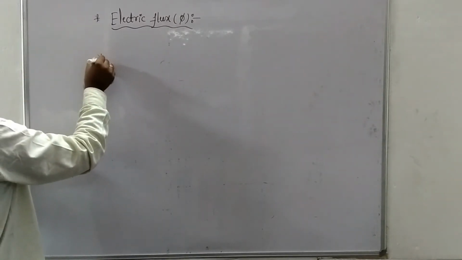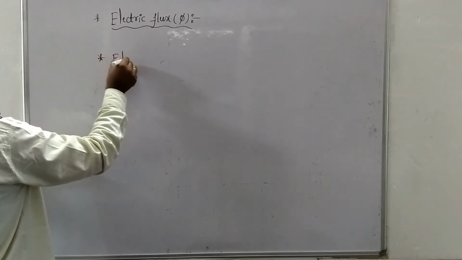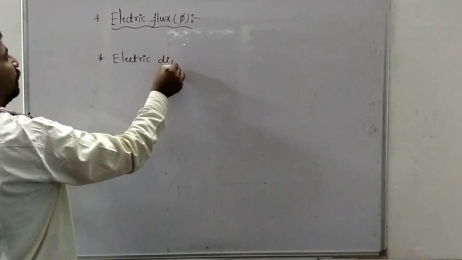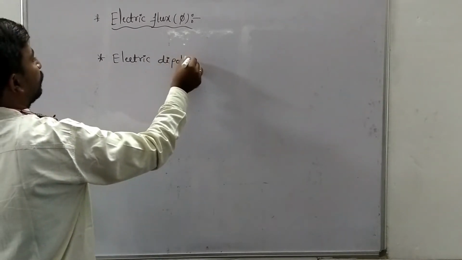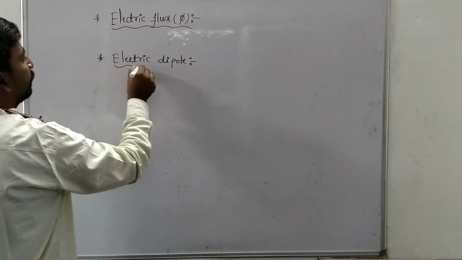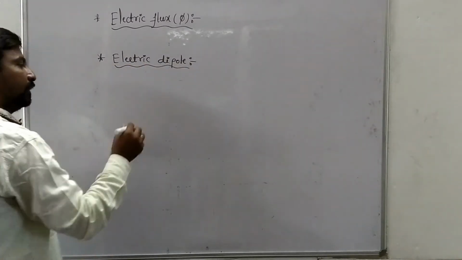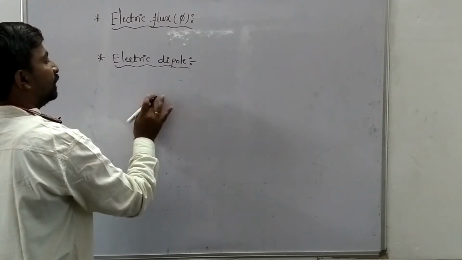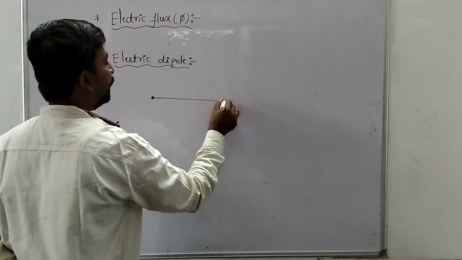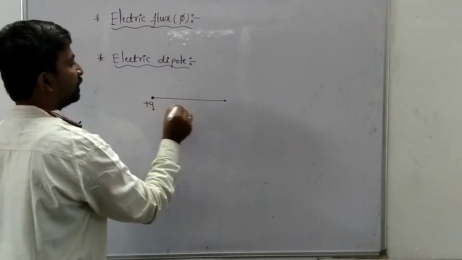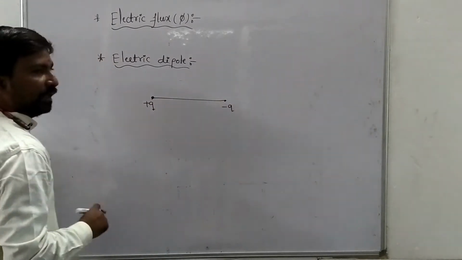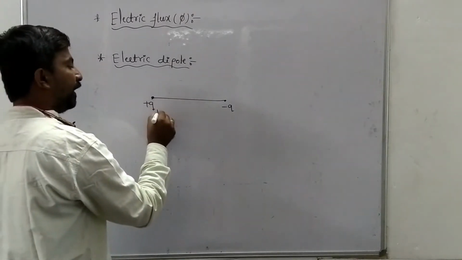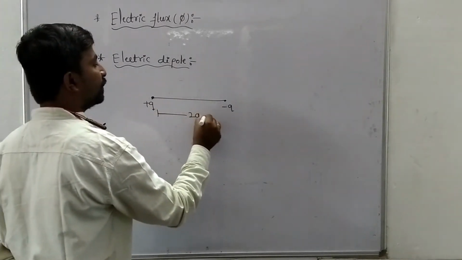So next one, electric dipole. The system of two equal and opposite point charges, suppose 1 and 2. So this is a positive charge and this is a negative charge. The system of two equal and opposite point charges separated by a small distance 2a.